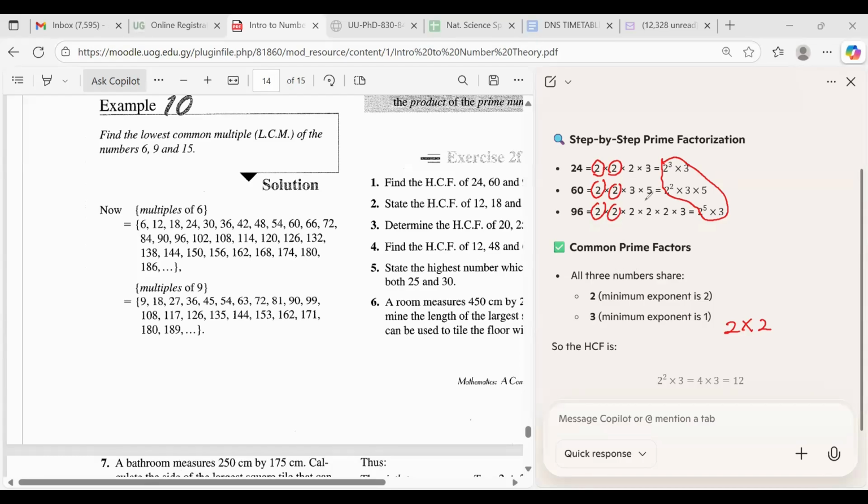Good. Let's see the 3's now. They got a 3 here, a 3 here, and a 3 here. 3 is common throughout, so we get a 3. Then there's a 5 here, but there's no 5 anywhere else. Therefore, you're okay, you don't need to go further. So your highest common factor is 2 by 2 by 3, which is 12, right?